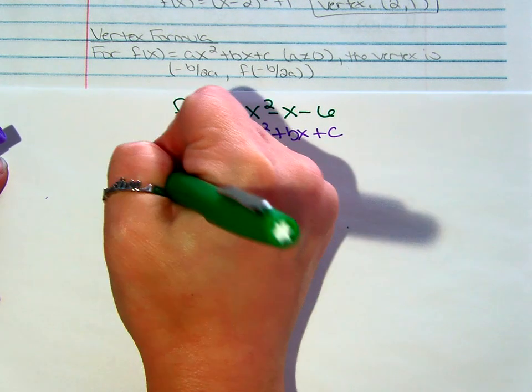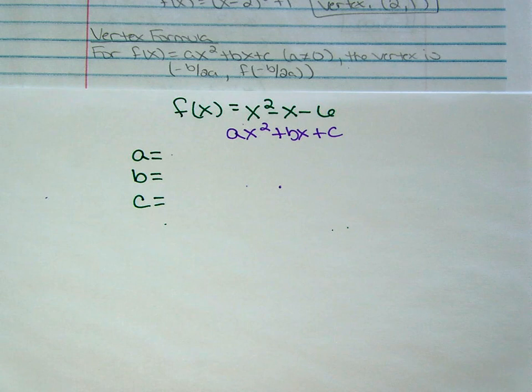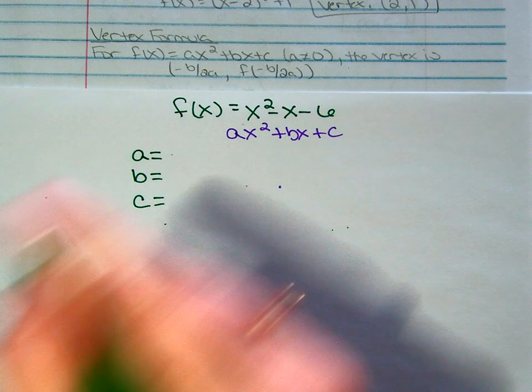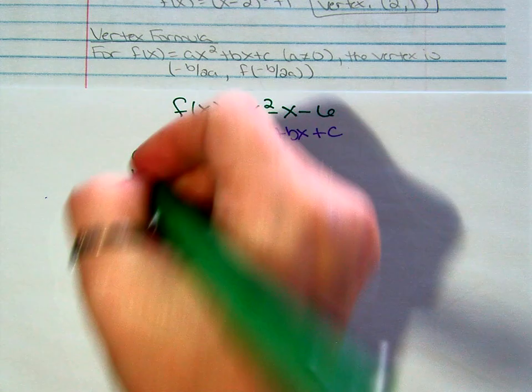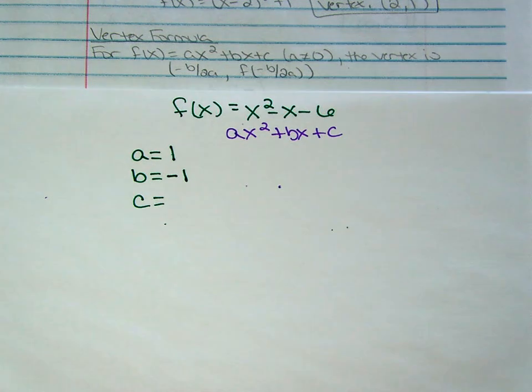What does a equal in this function? It's 1. Good call. There is no number actually written in front of our x squared term. So when there's no number written there, it's 1, because 1 times anything doesn't change it. So a is 1. What is b? Negative 1. Same concept. And c in this case is negative 6. Now we don't actually need the c, but like I said, I'm a little OCD and I still want to find it.